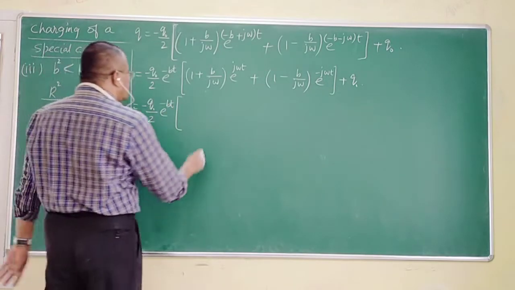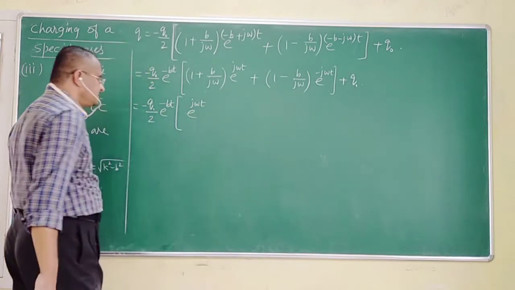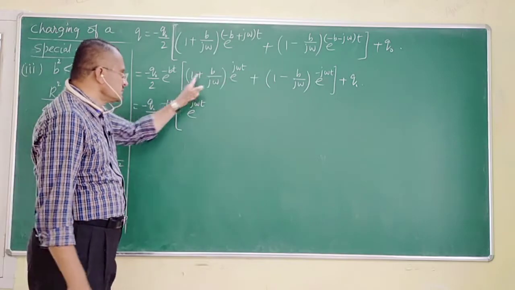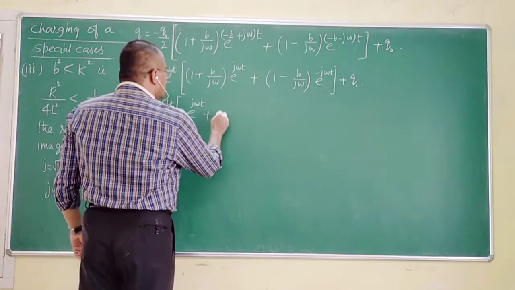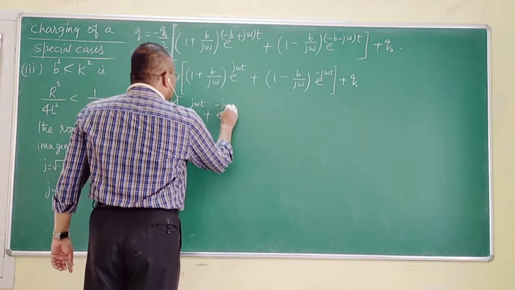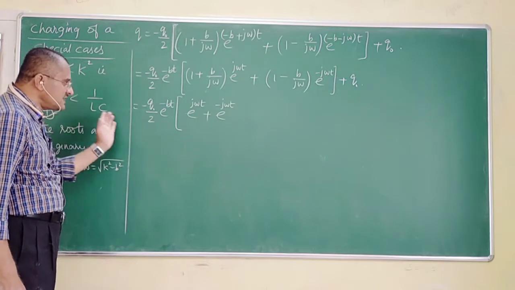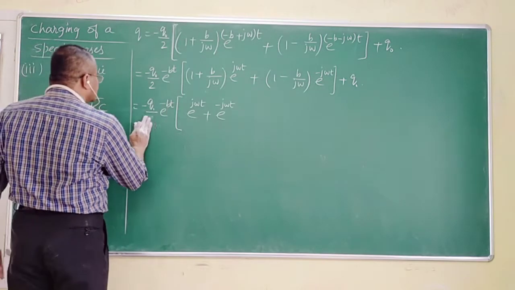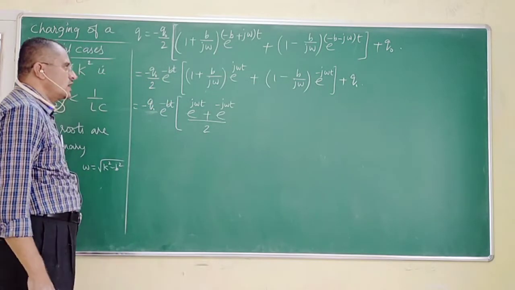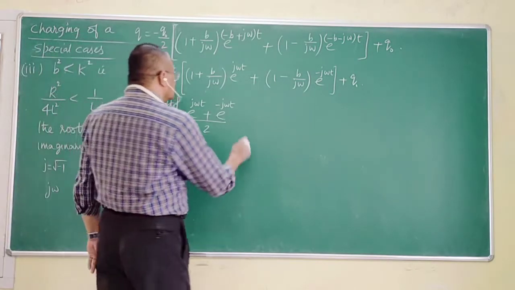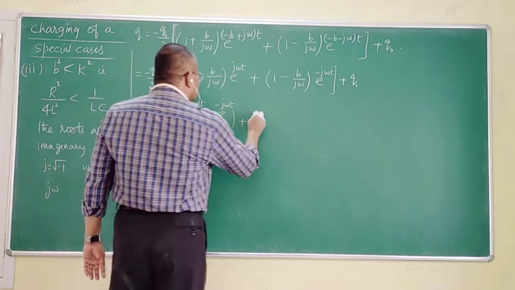Rearranging, just rearranging. e power j omega t, similarly plus e power minus j omega t. This 2 is there in the denominator. Let me take it inside. Therefore, if I take it inside, I will write it as divided by 2. No harm, right? Then plus I will put this in bracket.